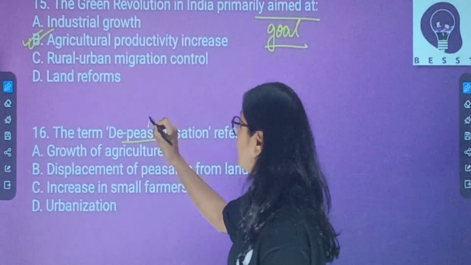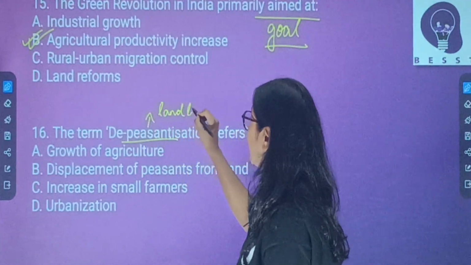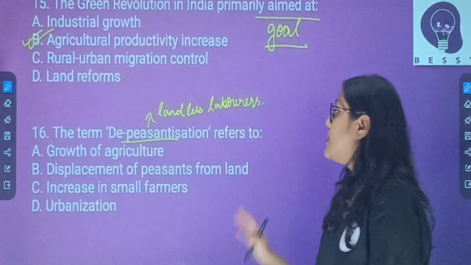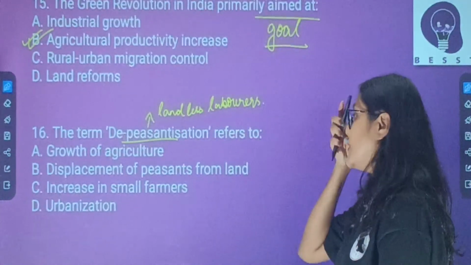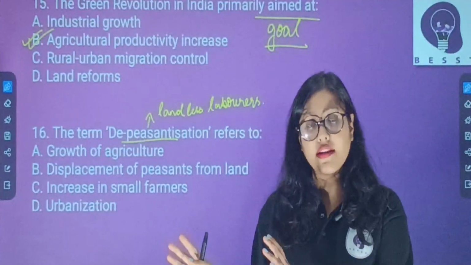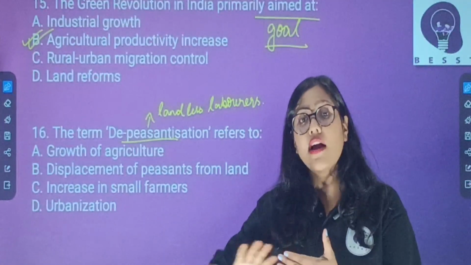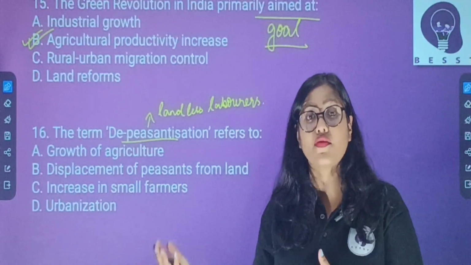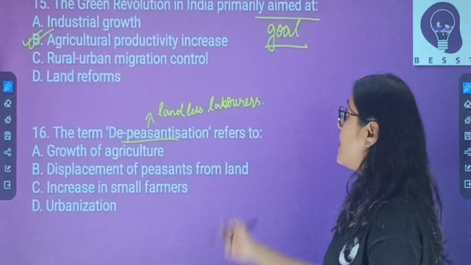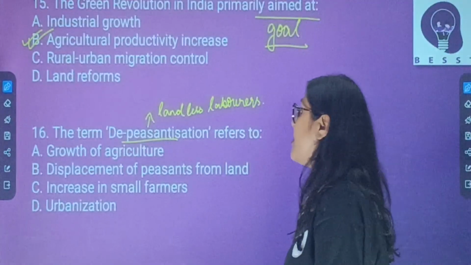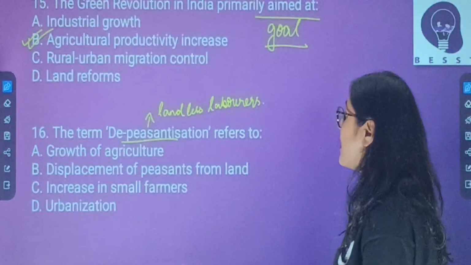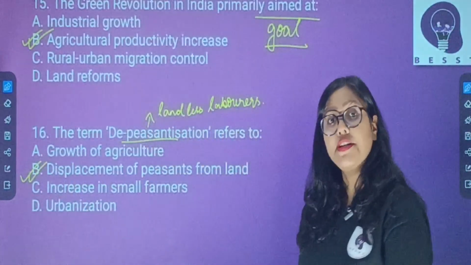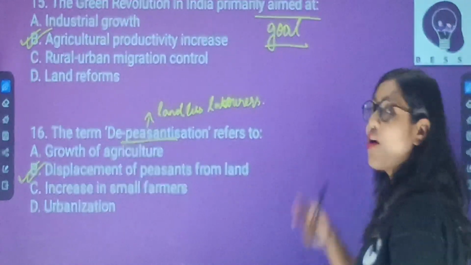The term depeasantization refers to... peasants means the small landless laborers. So this word refers to landless laborers. So the term depeasantization refers to growth of agriculture? Depeasantization means there were landless laborers or the peasants, and now they are not the peasants anymore. They are migrating to the industrial towns and cities for jobs or education, etc. So the term depeasantization will be referring to growth of agriculture, displacement of peasants from land, increase in small farmers, or urbanization. So yes, it will be option number B, displacement of peasants from land.